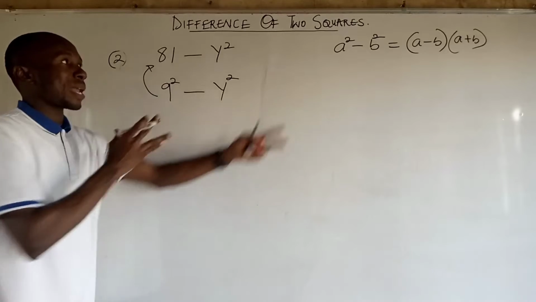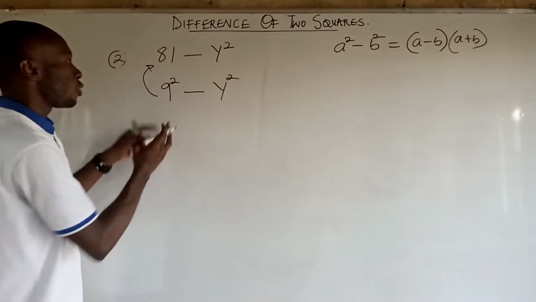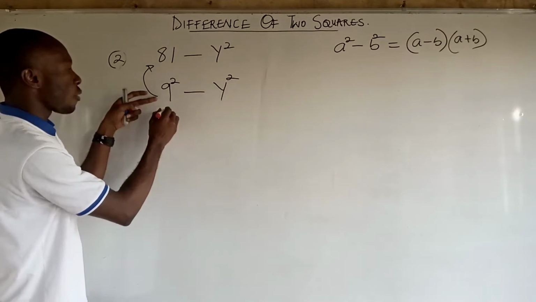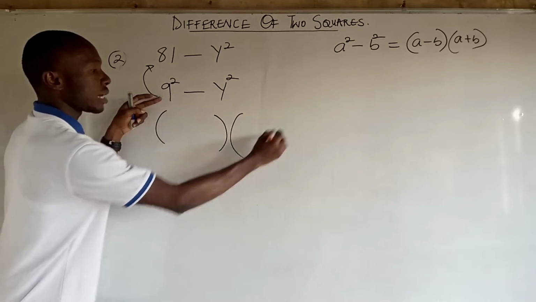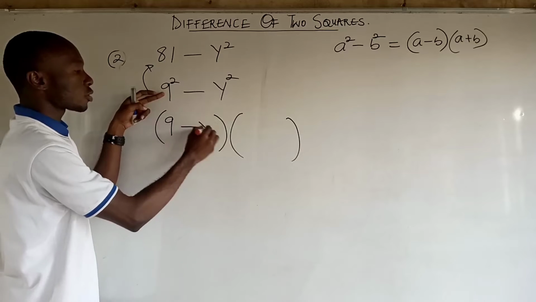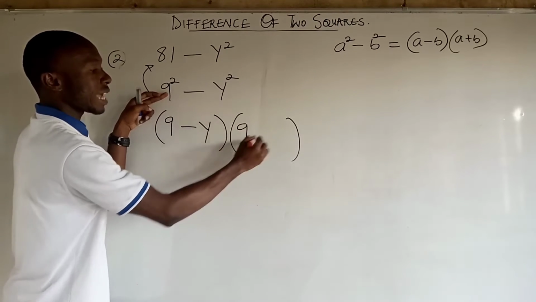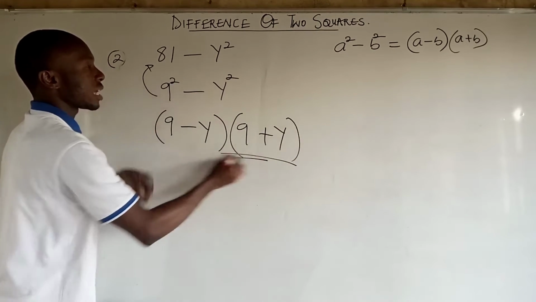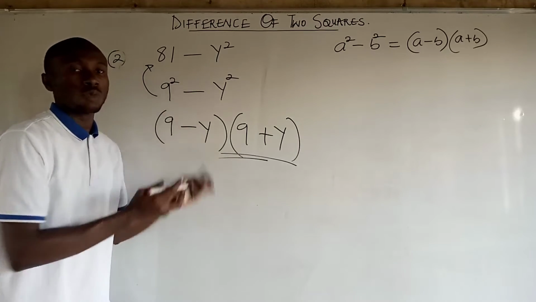Now with this, we can apply the knowledge of difference of two squares, with my a and b. So I will write them as the terms without the square. So here becomes 9 minus y, and here becomes 9 plus y. This is the answer to our question number 2.